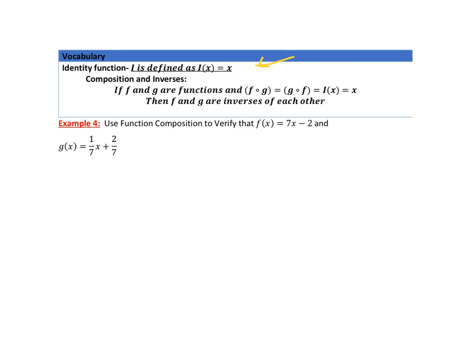So in order to show that something is an inverse, you have to show that two things are true. First, f of g equals x, and g of f equals x. That composition we did the other day. So, since it says, for example, 4, we're supposed to use function composition to verify, that tells you that these two are already inverses of one another. We're just going to show that they are inverses of one another. So, what I'm going to do is I'm going to first find f of g. Then I'll go back and find g of f.